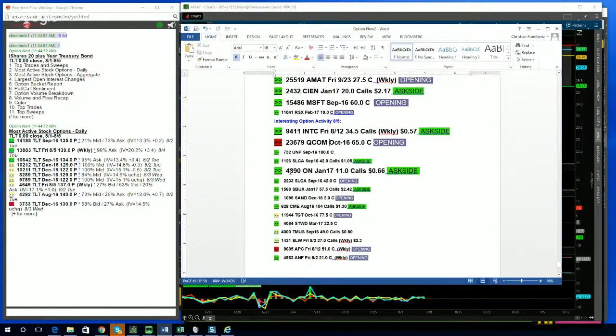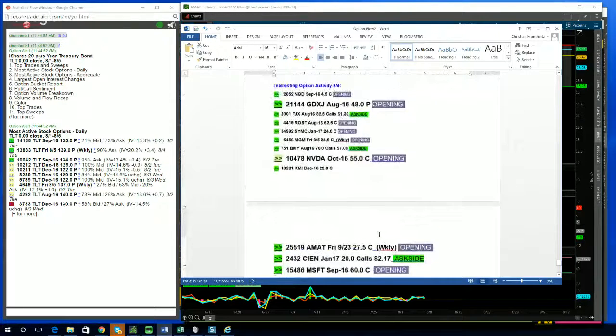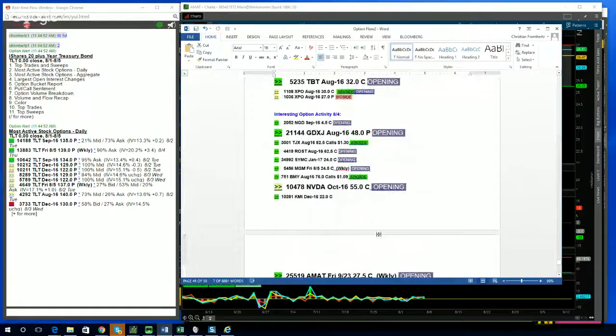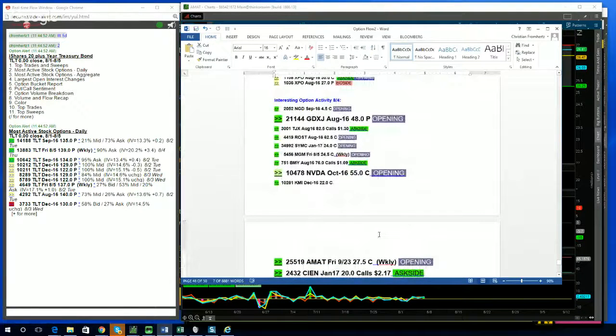We also saw this January position in ON Semiconductors. They actually report on Monday. So pretty interesting that somebody's buying longer dated calls in this name. We saw this play out with Symantec on Thursday, I believe that was. Here it is. Big long dated position. This trade really worked out.